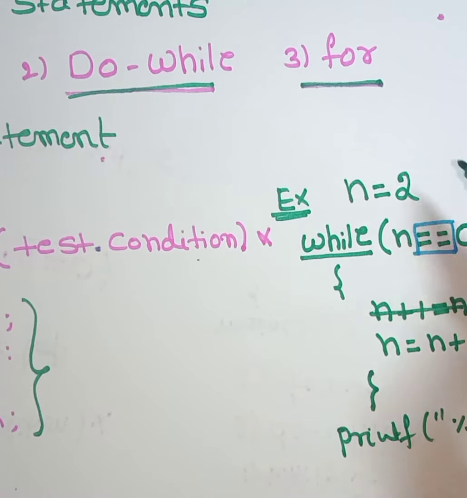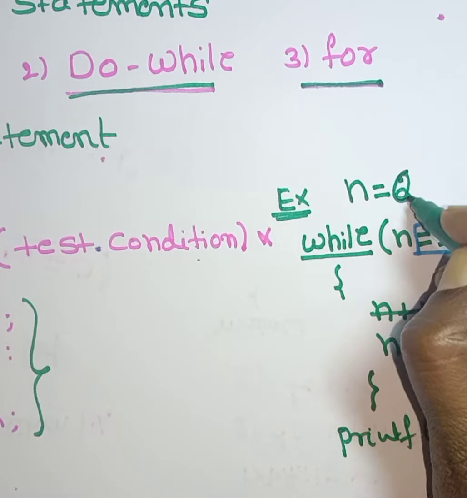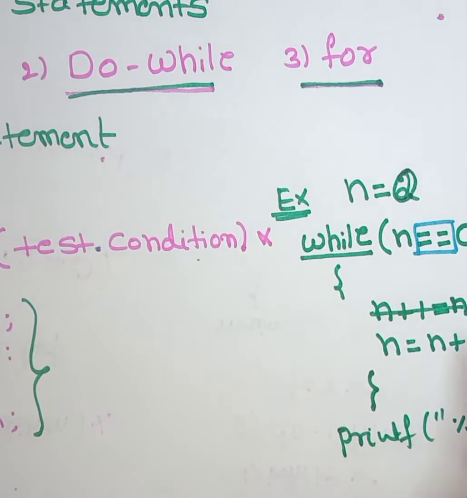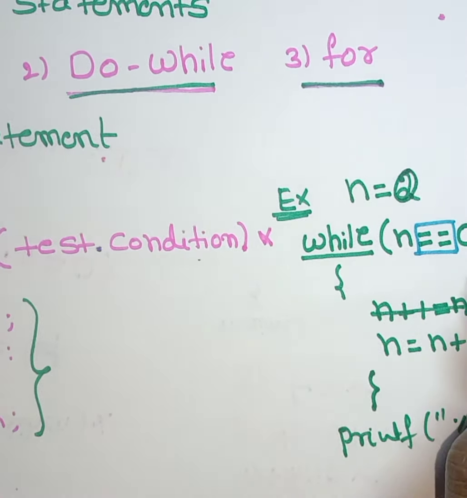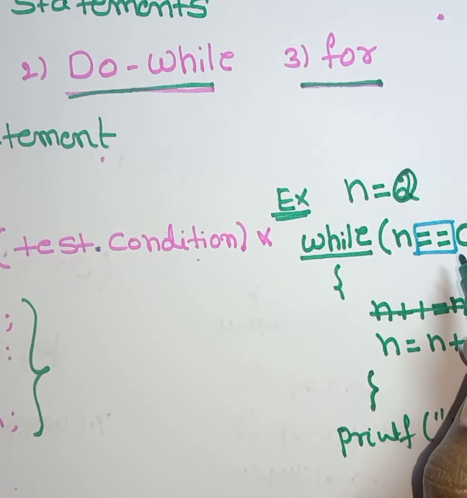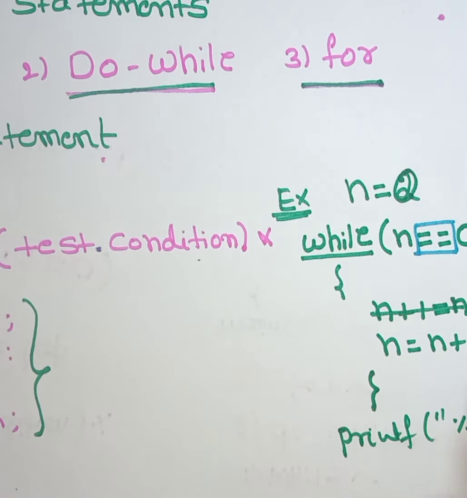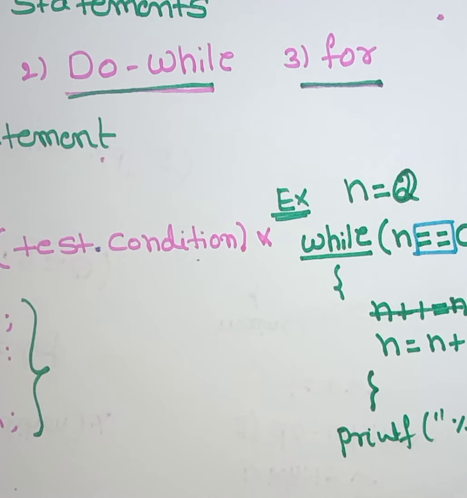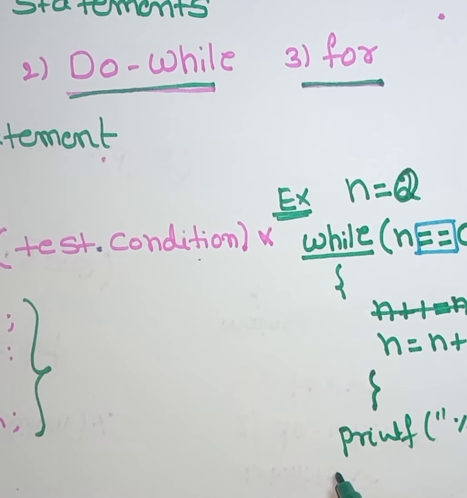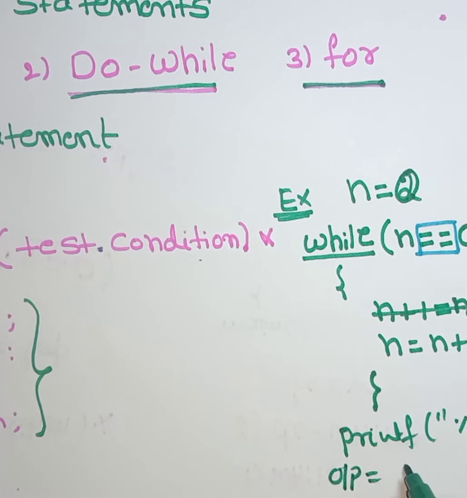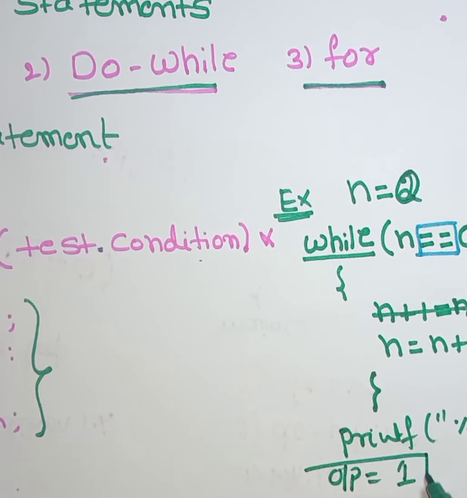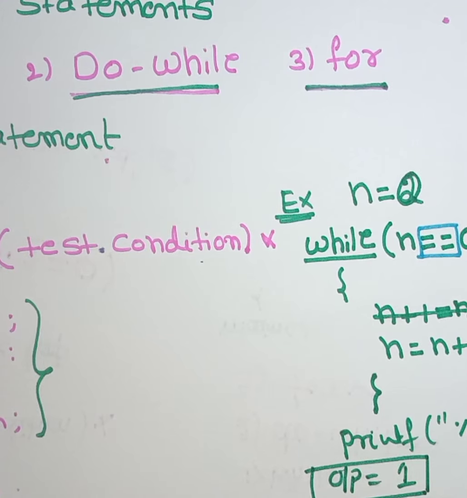Next, here n is equal to 2. Here you think that instead of 2, I have taken n is equal to 0. Then what happens? The condition is true. When the condition is true, n value is incremented by 1 and it is going to print the output as 1. You are going to get the output equal to 1. Like that, your while statement is going to execute.